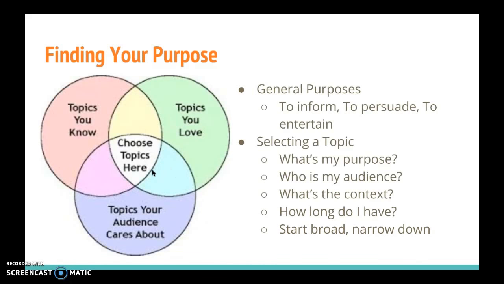So really, you should be choosing topics that are some intersection of these three things: topics that you know, topics that you love, and topics that the audience cares about, because that is where you're going to find a lot of success in speech making.